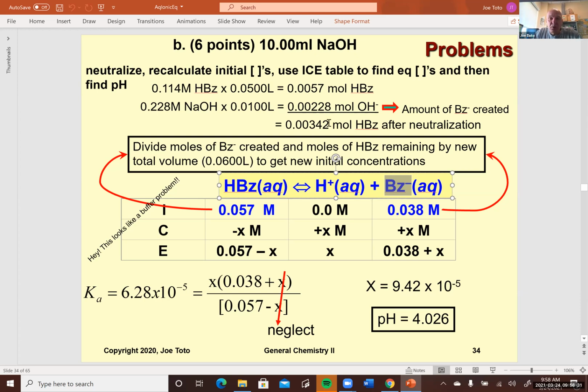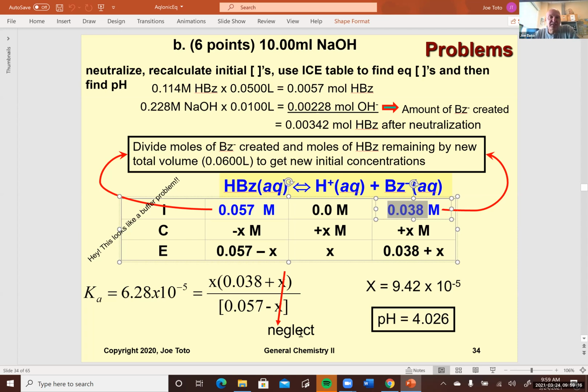So I just take the moles and divide by the total volume. I have to add up the two volumes that were introduced, so it's 60 mL. I take these moles, divide by 0.06 liters, and I get these new initial concentrations of the weak acid that's left over and the conjugate base that's created. Now I could use those in the Henderson-Hasselbalch equation to calculate the pH, or I could just put them in the ICE table and neglect this x. Check the 5% rule, which you don't usually do when you use Henderson-Hasselbalch, so that's the danger.